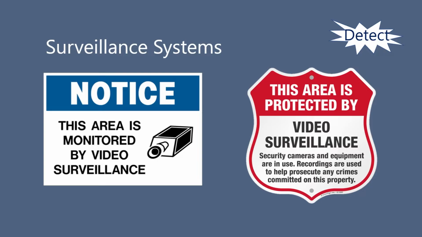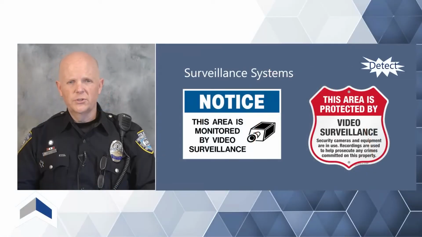Contrast that with the sign on the right. This is a generic sign. It just says that it's protected by video surveillance and spells out that the recordings are used to prosecute crimes committed on the property. Just check signage and make sure that you have something that's not over-promising.